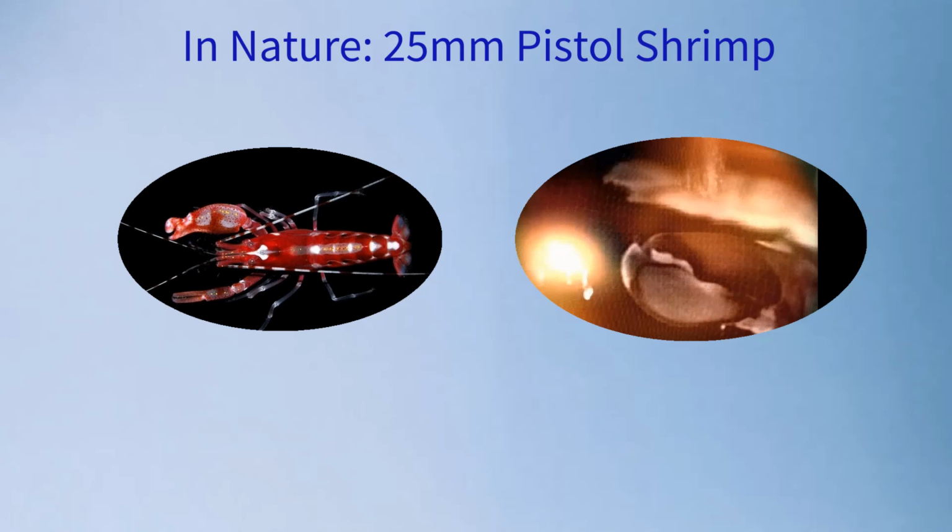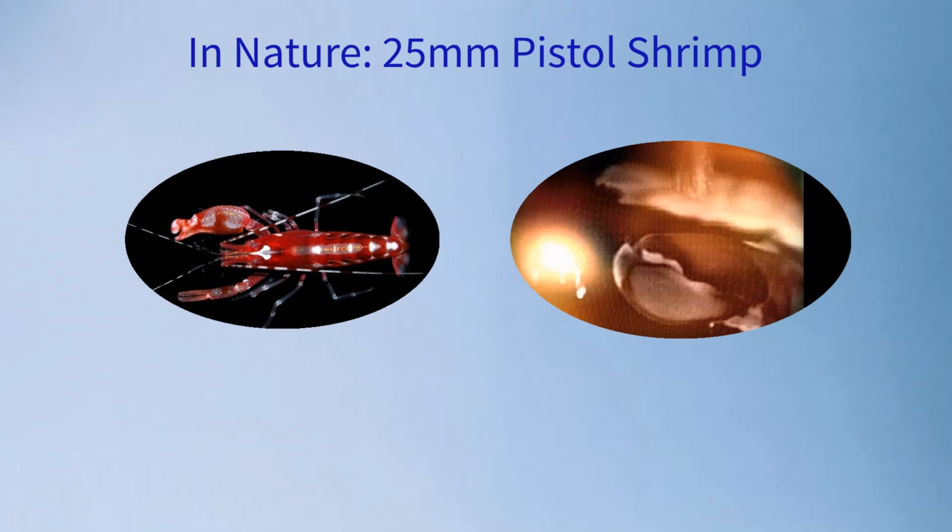Now, these cavitation bubbles also occur in nature. Here is a small 1 inch long, 25 millimeter long pistol shrimp that through its specialized claw actually creates a cavitation bubble which collapses, sonoluminesces, and sends out a 200 decibel shockwave, which the pistol shrimp uses to kill prey at up to 1 meter from itself.